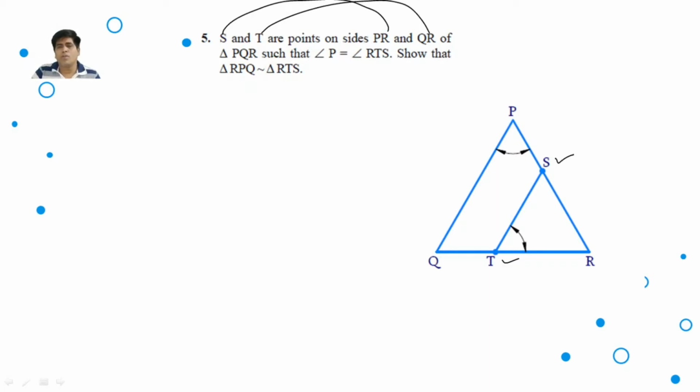And here is one more piece of information he has given: angle P is equal to angle RTS. These two angles are equal. So we have to prove that triangle RPQ is similar to triangle RTS. RPQ is the bigger triangle, and RTS is a sub-triangle in it. We have to prove that these two triangles are similar.